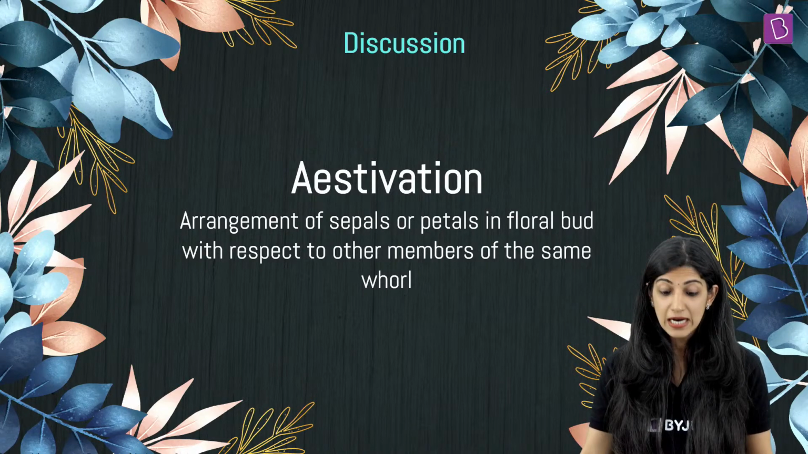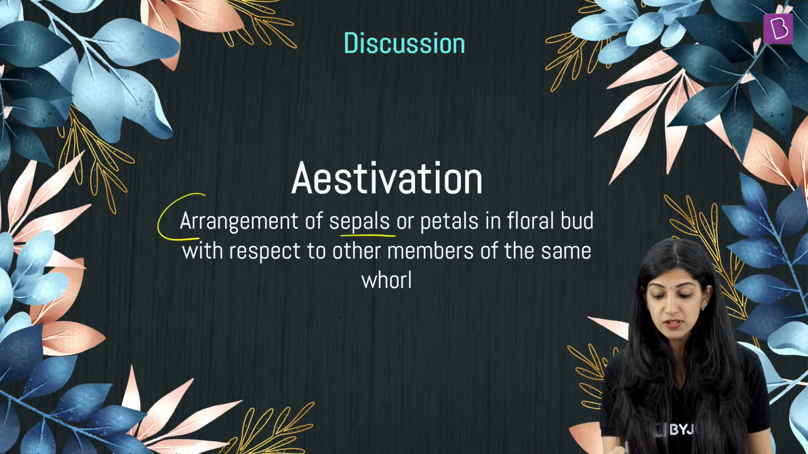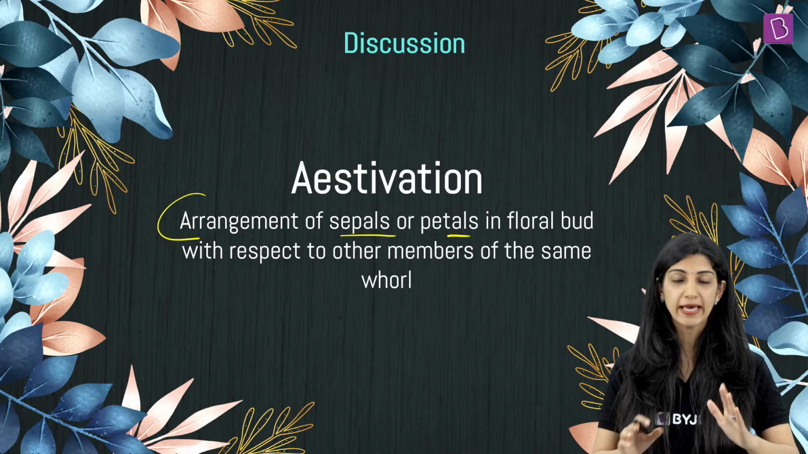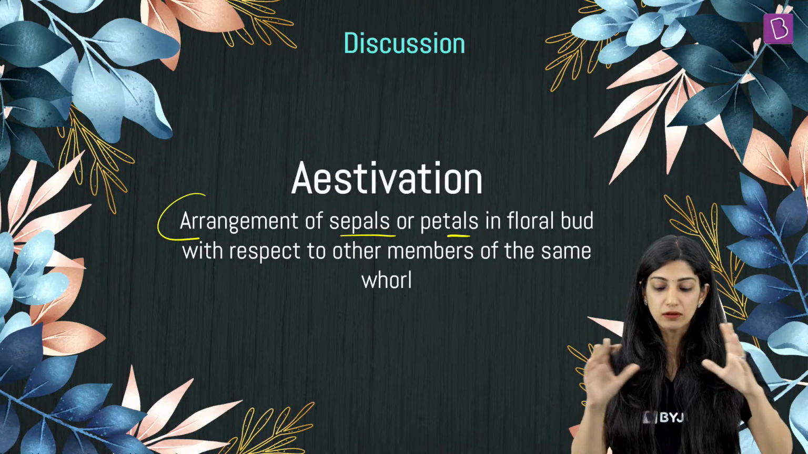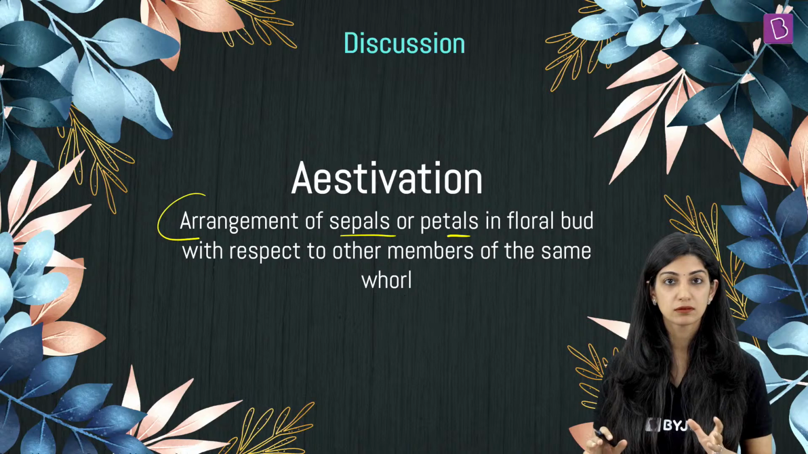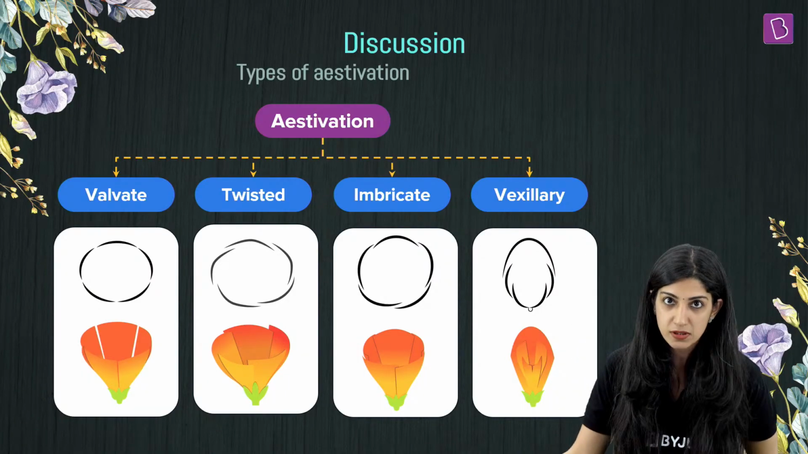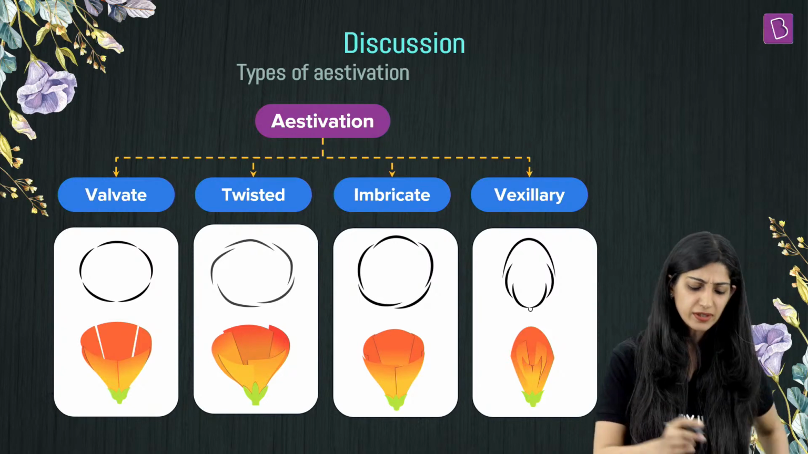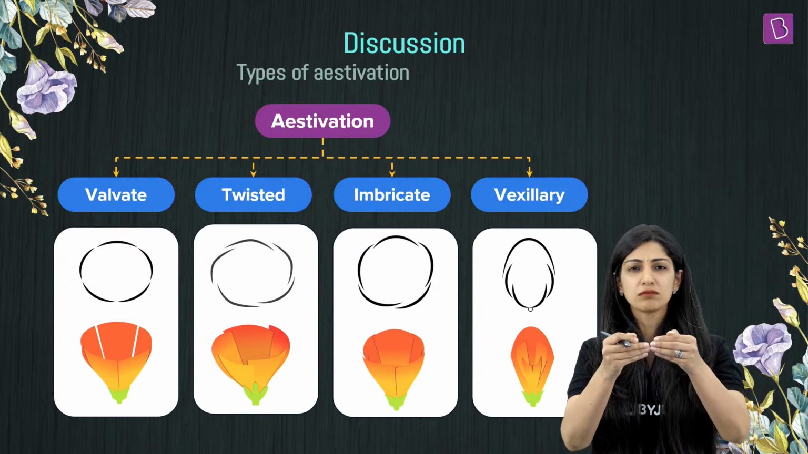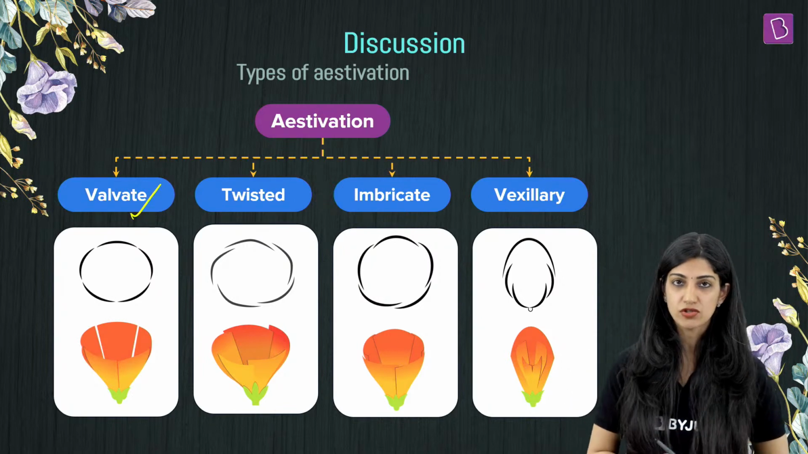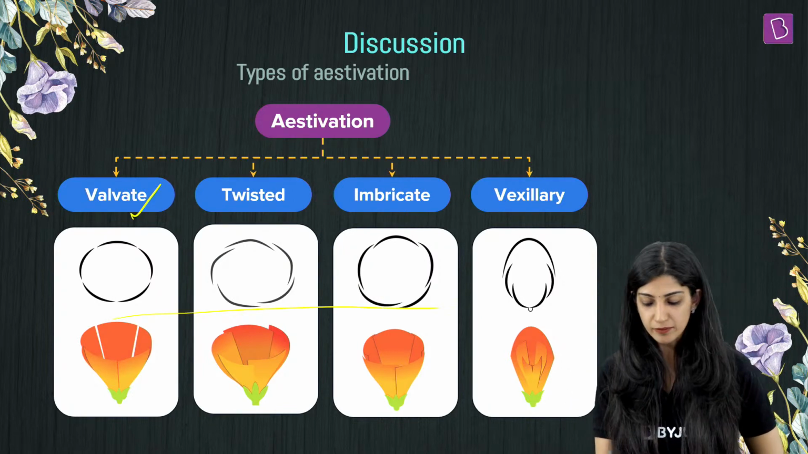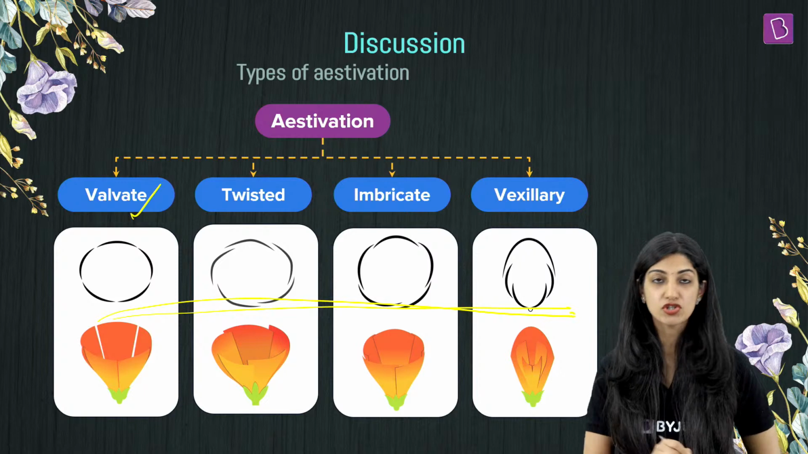It is the arrangement of sepals or petals, anything, sepals or petals with respect to each other. Now, this estivation is primarily of 4 types. One is they're merely touching each other at the tips, very lightly. That is your valvate estivation. Look at these diagrams. Look at these pictures.